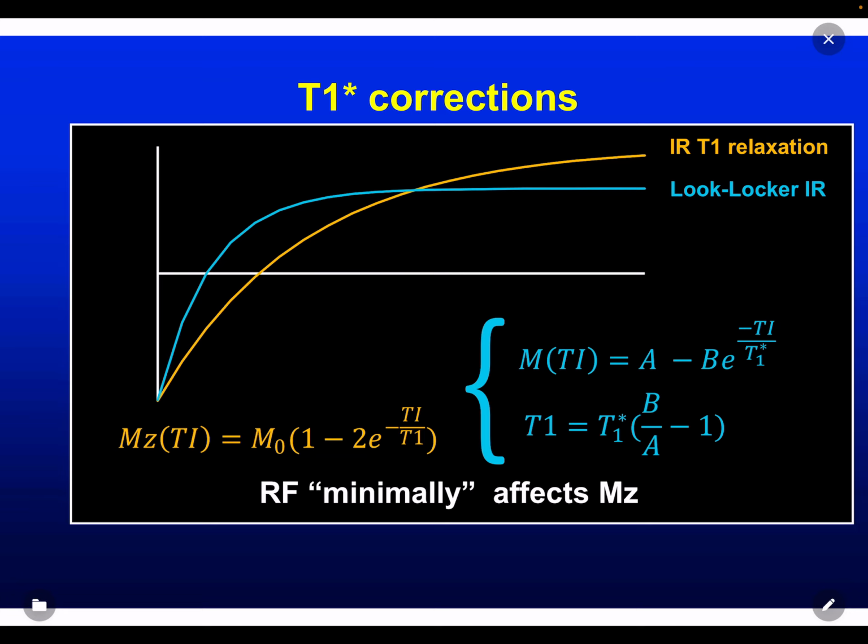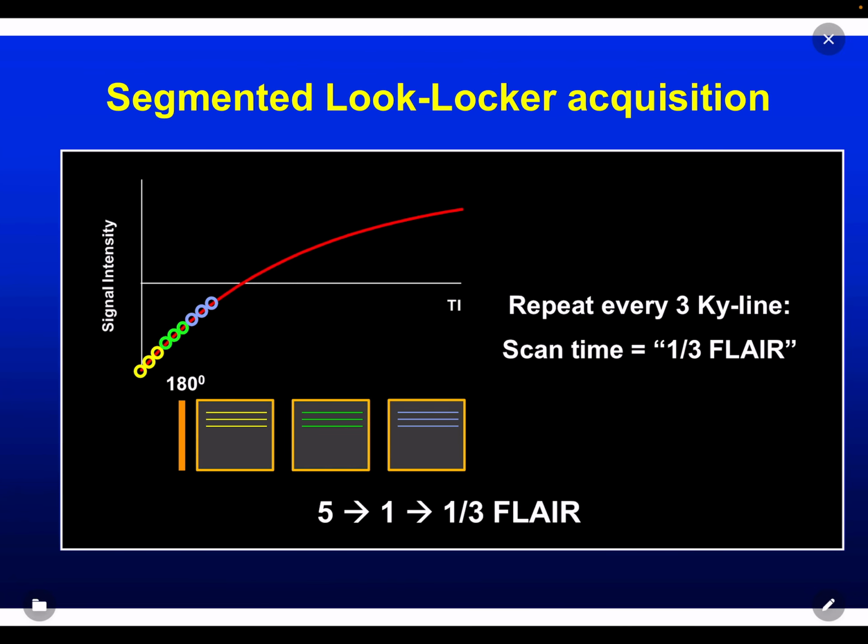So remember, for the Look-Locker method, the RF pulse minimally affects Mz, but it does affect it. So we actually need an extra correction for it. That's the blue equation here. And then we can use segmented acquisition to shorten the whole acquisition time from 5 to 1 to 1/3 of a FLAIR acquisition.